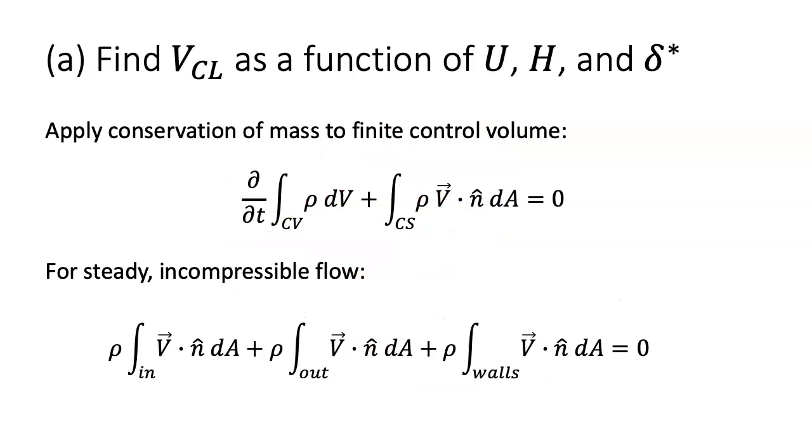Next, we apply conservation of mass in integral form to our finite control volume. The first term on the left is 0 for steady flow where no properties, in this case density, change with time. For the second term, we integrate over all the control volume boundaries or control surfaces, which include the inlet flow, the outlet flow, and the four walls. Because there is no flow through the walls, this last term is 0. Finally, because the flow is incompressible, the density can be brought out of the integral and canceled.